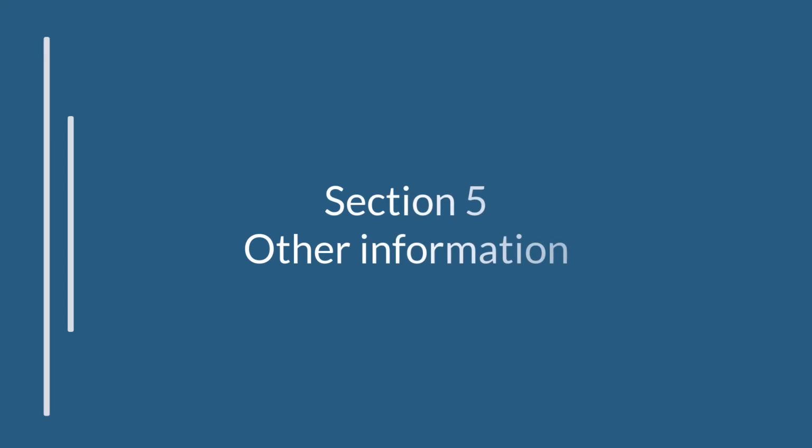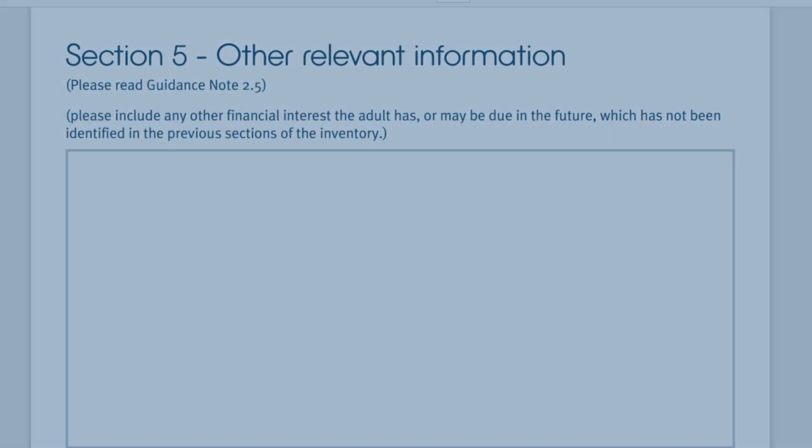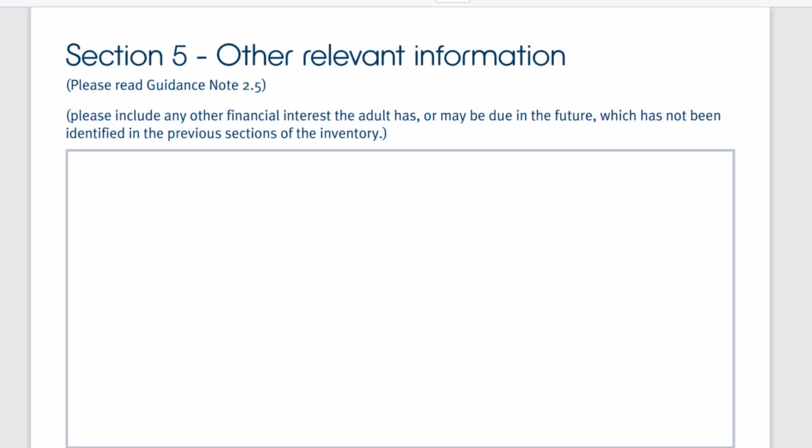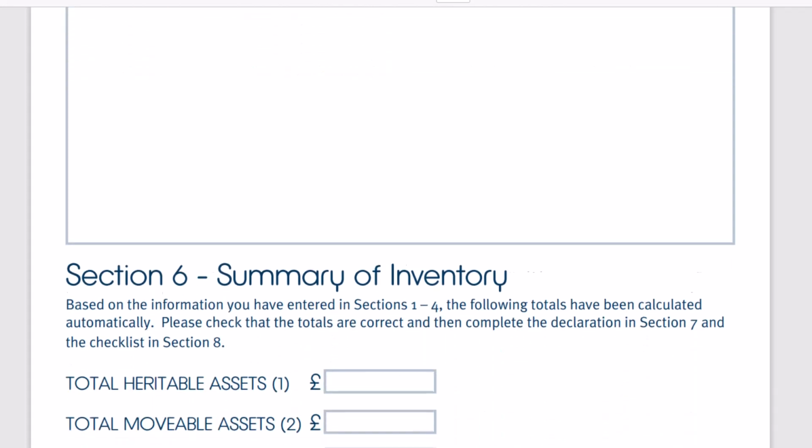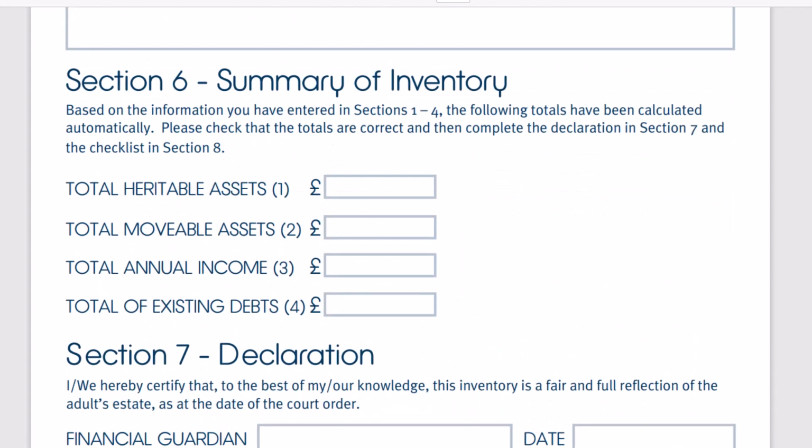In Section 5 of the inventory form, you can share any other information about the adult's finances that you think is important. For example, if the adult's financial situation is likely to change soon, you can explain the situation here. At the end of the form, fill in the total amounts from each section. The financial guardians should then sign to confirm that the information on the form is correct to the best of their knowledge.